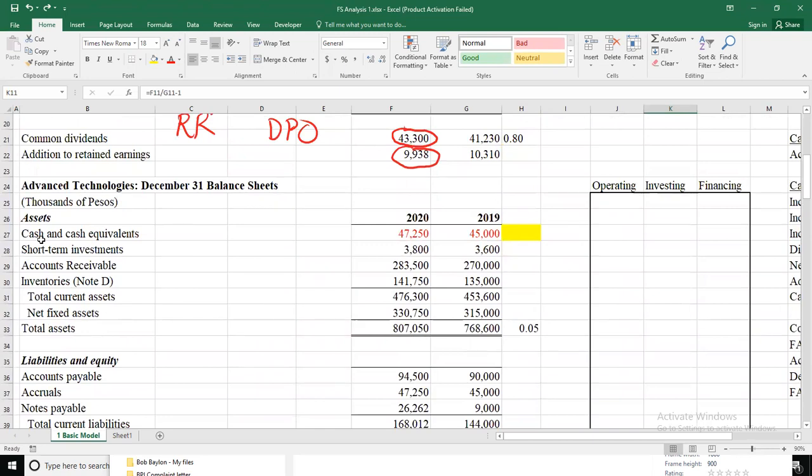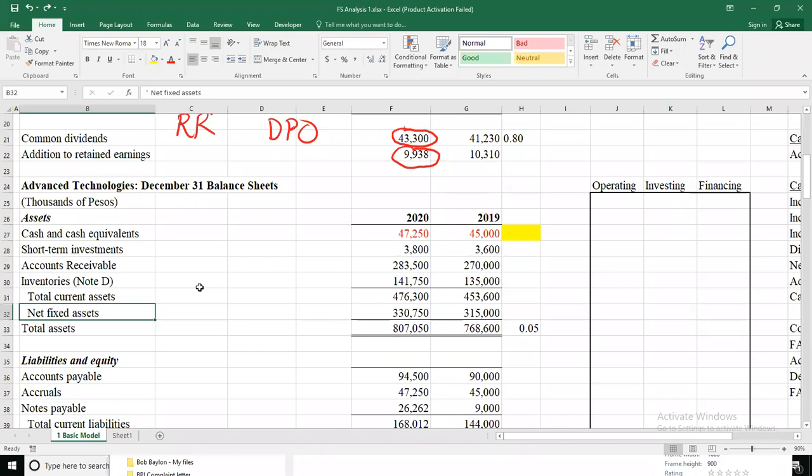Okay, thank you, Mika. Raw materials lang ba? Mika, raw materials, work in process, tsaka finished goods. Okay, tama. Yun ang tatlong levels ng inventory kapag manufacturing. Okay, so dapat may note yan kasi dapat naka-define sa ilalim yan. Okay, then we have net fixed assets, no?